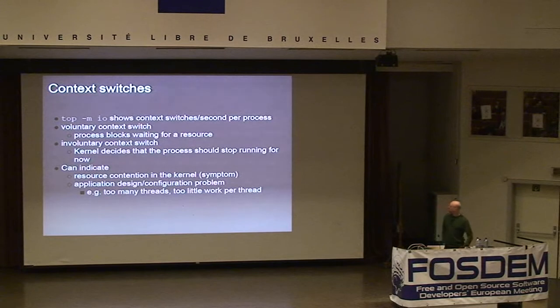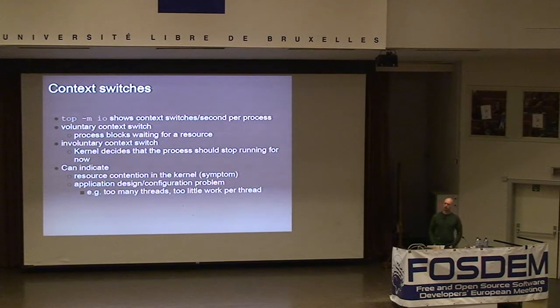Okay, so coming back to context switches, this was shown by the top I/O list, and the two types listed there are voluntary and involuntary. Voluntary context switches occur when a process blocks waiting for a resource. So it makes the decision to try to acquire a resource, and this will possibly block. This is called a voluntary context switch. Involuntary context switches are when the kernel decides that it's time for the process to stop running, it's had its chance at the CPU, and now it's time to run something else.